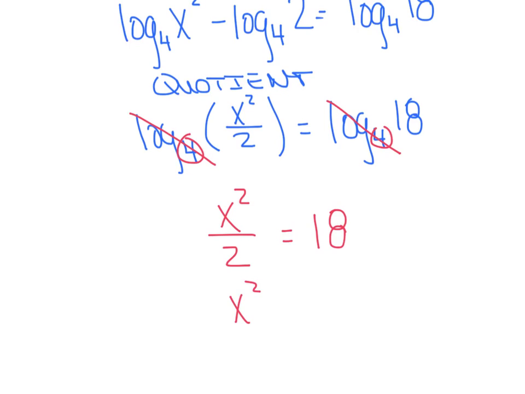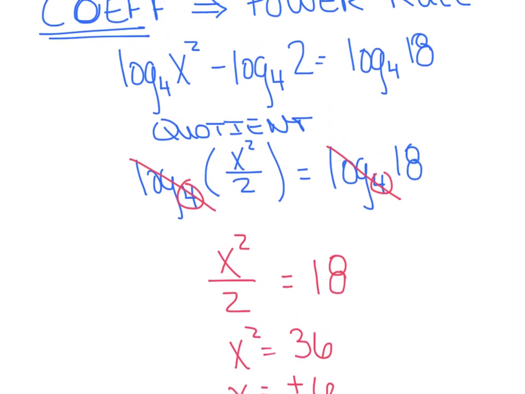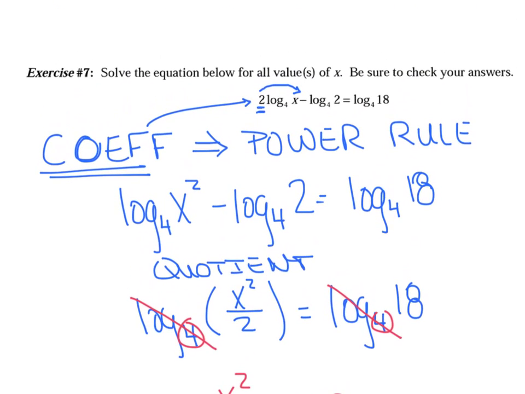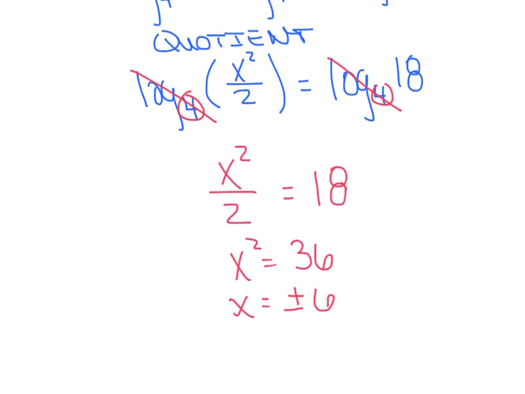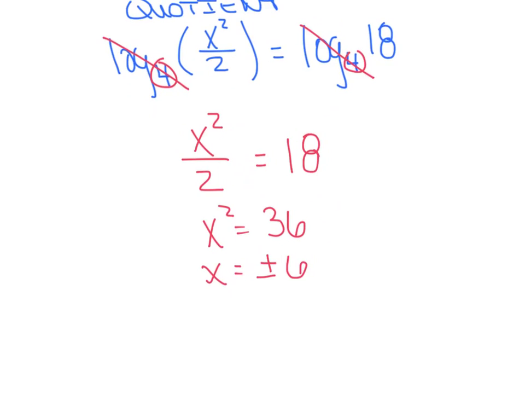Cross multiply, we get x squared equals 36. Take the square root of both sides. I'm thinking plus or minus 6. Now let's go up and see if they're both acceptable. I did have a domain right here where we would have said x has to be greater than 0. So I'm going to have to go down and reject the negative 6. Whoops. Reject the negative 6, and my only solution is positive 6.